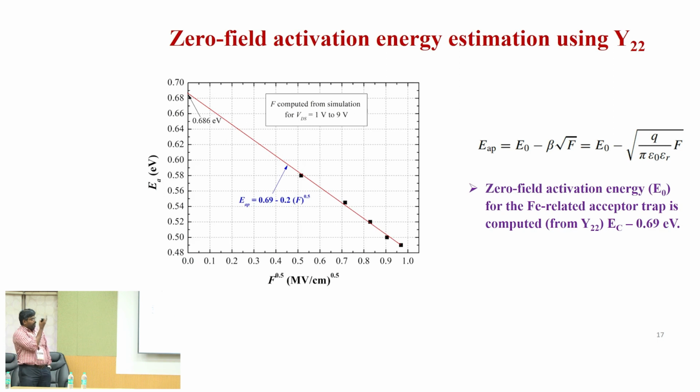So we have already found by simulation that this trap is located below the conduction band, EC minus 0.7. Okay, so that's why we are mentioning it's an electron trap. Even in the simulation, to match with the Y22 and DCT, we considered this trap as an acceptor, then only we are able to match with the experimental results. So this trap is an acceptor trap and it's an electron trap.